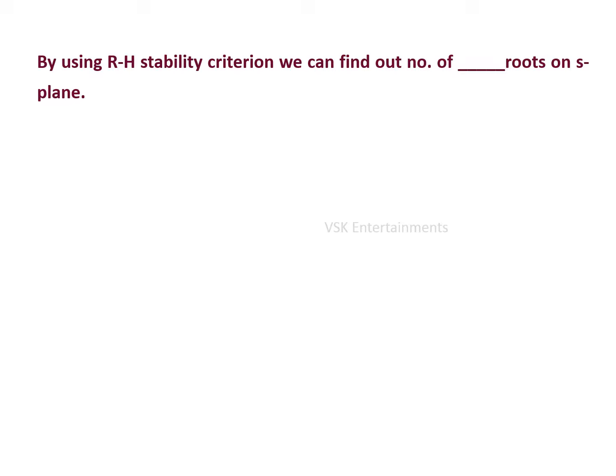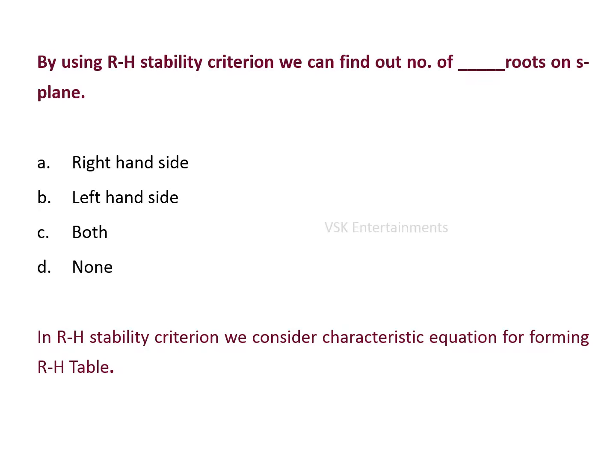Coming to next one, by using RH stability criteria, we can find out the number of dash roots on S-plane. Options are right hand side, left hand side, both of the above and none of the above. Here RH stability criteria is the technique for finding the stability of a system. In this, by using the characteristic equation, we are going to find out the stability by using RH criteria.